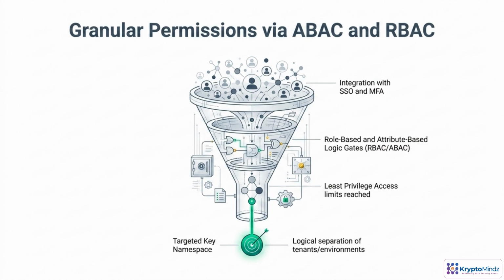When you bring HSMs into real environments, granular permissions become as important as the crypto itself. RBAC answers, what can this role do with keys, while ABAC adds context? Which application, tenant, environment, network, or time of day? Together, they let you encode least privilege rules as policy, not code. Integrated with SSO and MFA, these checks ensure that only the right person, in the right context, can access the right key namespace within each isolated tenant environment.